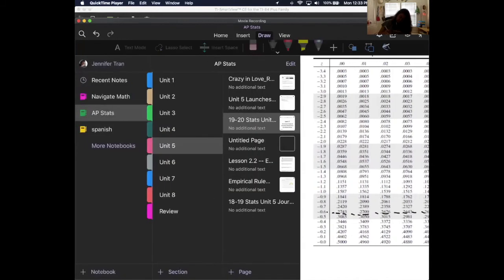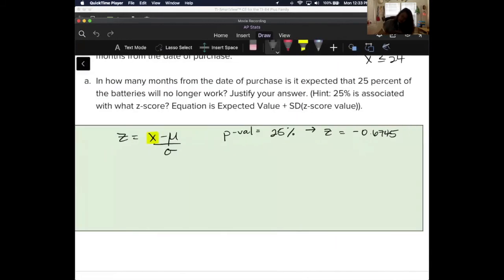So we know that our z-score is negative 0.6745. We have mu, we have sigma, and we're trying to solve for x. So I'm going to rearrange the equation: x equals mu plus z times sigma. Then x equals 30 plus negative 0.6745 times 8, and we get 24.6 months.